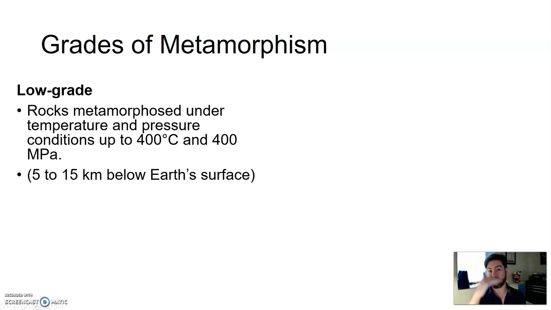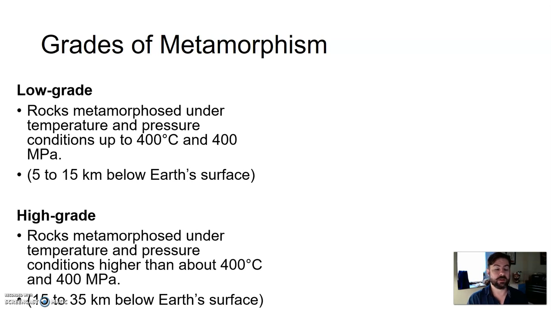So from 0 to 5 kilometers below the Earth's surface, that's where diagenesis can occur, sedimentary rocks. Below that, from 5 to 15 kilometers below Earth's surface, the temperature increases, the pressure increases. You can create low-grade metamorphic rocks. From 15 kilometers down to 35 kilometers below the Earth's surface, that's where high-grade metamorphic rocks are created. These are conditions higher than about 400 degrees Celsius and greater than 400 megapascals of pressure. Below that, 35 kilometers or below, in general, there's too much heat, too much pressure, things will melt. Now we're back into magma, now we're back into the igneous realm.